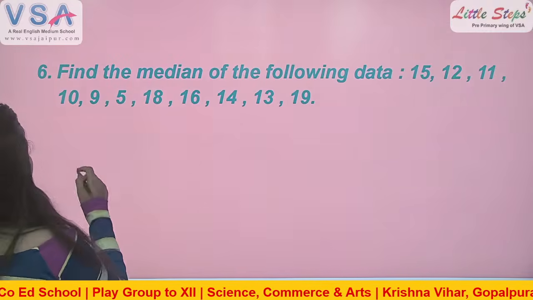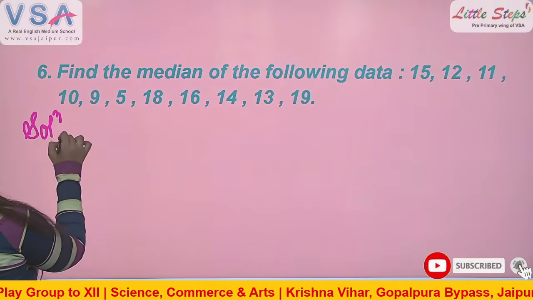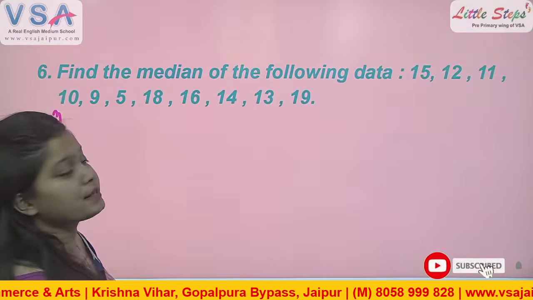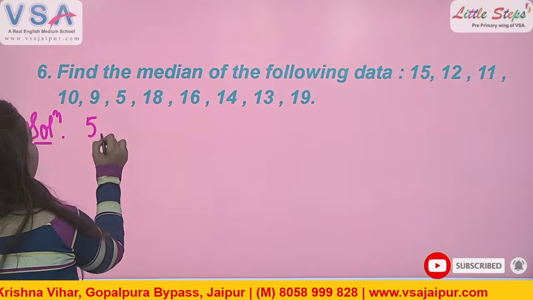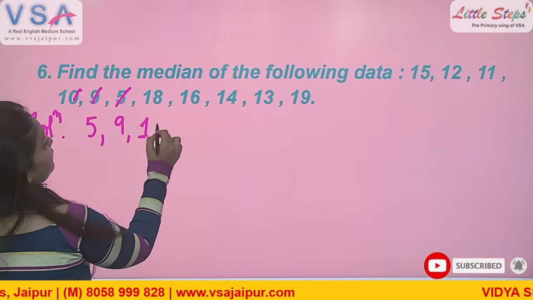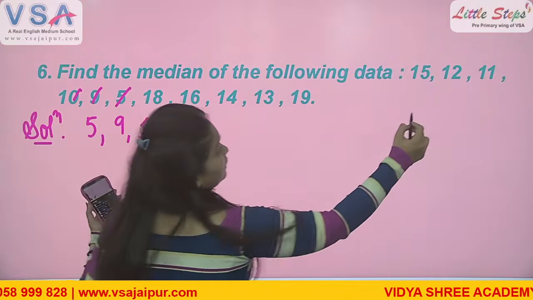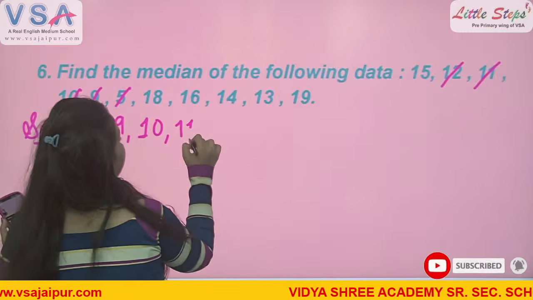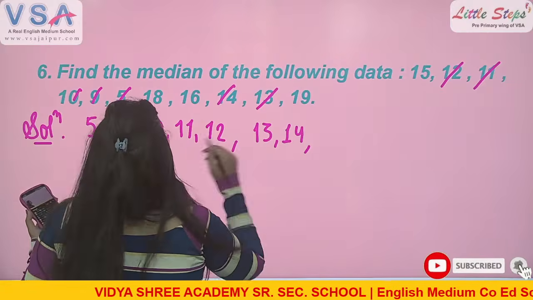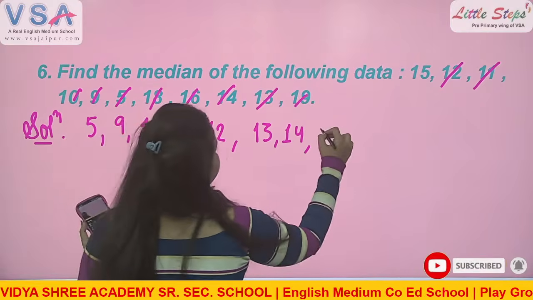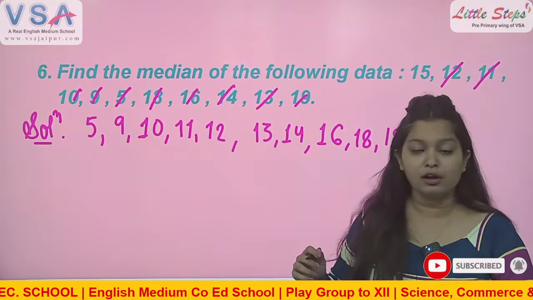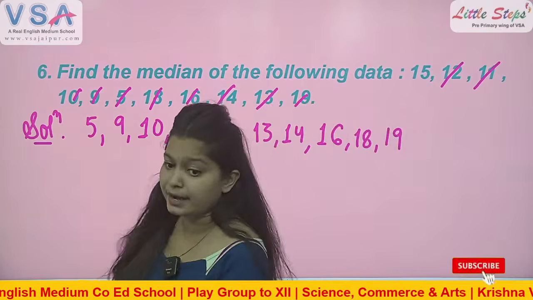Question number 6. What question number 6 is saying? Find the median. We have to find the median. But first of all, as you all know, we have to arrange the data in ascending order. So the smallest number is 5. Then we have 9. Then we have 10. 5, 9, 10. We have 11 and 12 as well. Then moving on to 13, 14. Then we have 16, 18, 19. Okay. While calculating median, you all know we have to arrange them in ascending or descending order.